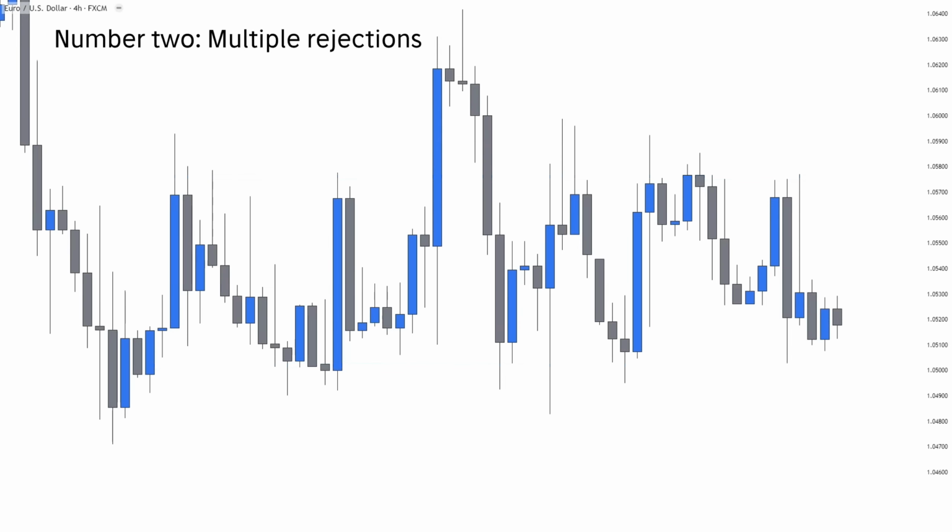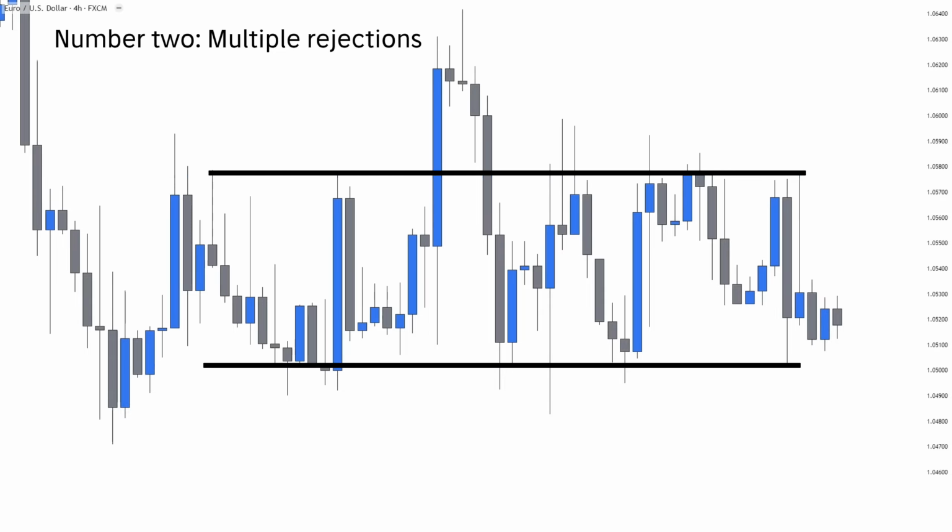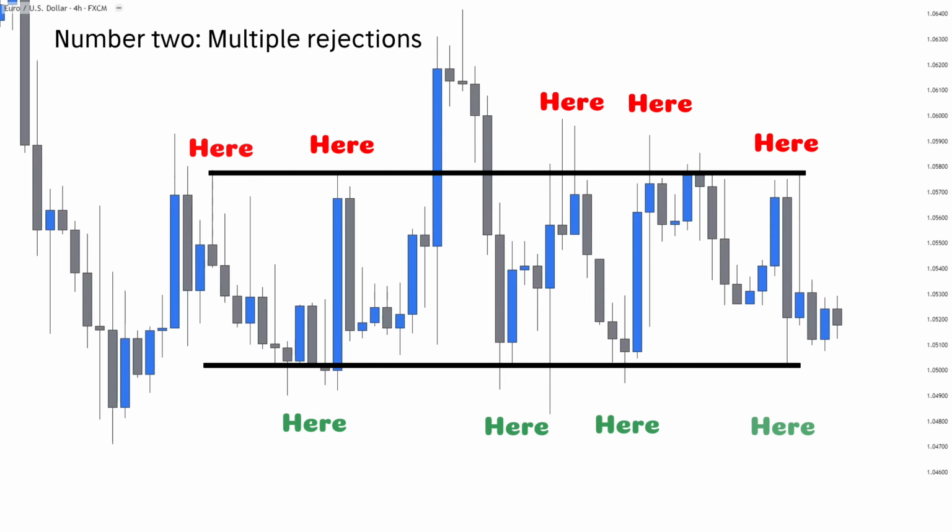Number 2, multiple rejections. Multiple rejections from an area show that traders took action at the same level at different times, making it more powerful. More rejections are better, but it won't guarantee that the level will hold when the market taps into a level. We closely watch price action to indicate what is happening. If the rejections are getting weaker every time, there is a higher chance for the price to break through this level, but it will be strong support if the price reaches this area again.